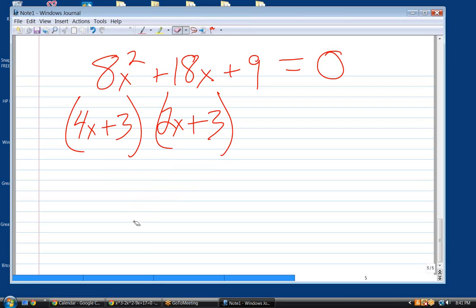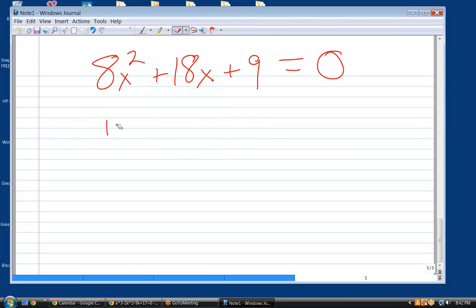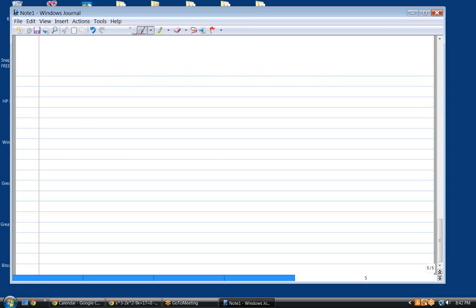So knowing to try the two closest factors is a huge shortcut, because if we'd have tried 8 and 1, we'd still be working on the problem. Because we might have tried 3 and 3, that wouldn't have worked, and then we would have had to try 9 and 1, that wouldn't have worked, then I would have had to go back and try 4x and 2x. So always start with the two closest factors would be my advice.